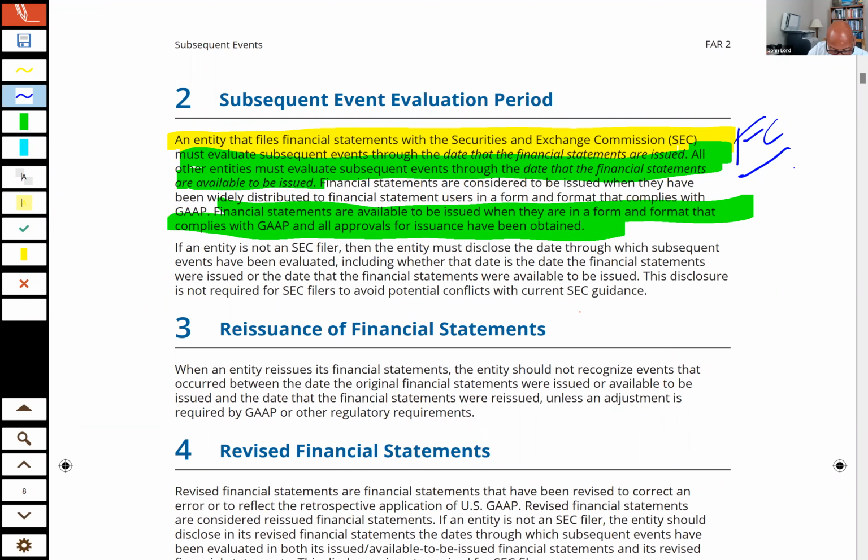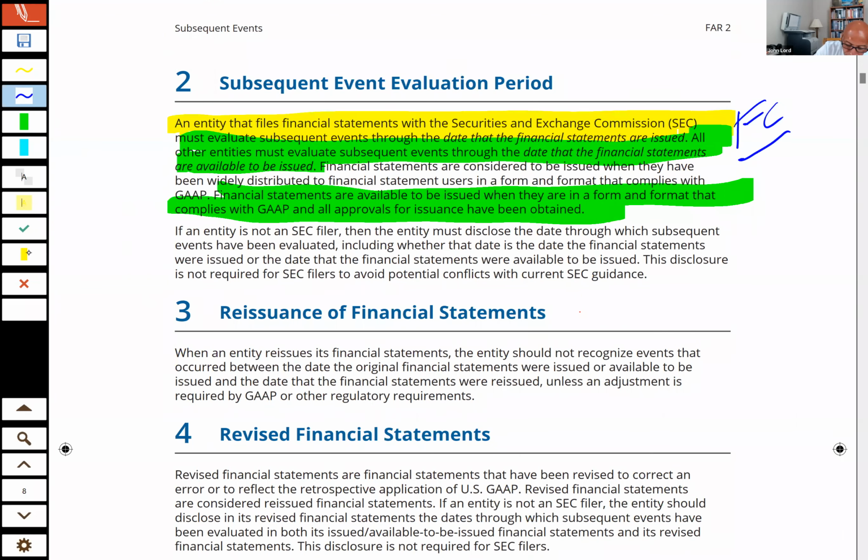Okay, good. If you reissue financial statements, the entity should not recognize events that occurred between the date of the original financial statements when they were issued or available to be issued and the date the financial statements were reissued. That gets very cumbersome if you had to reissue. Now you've got to say, well, gee, do I have to disclose subsequent events because now all this stuff maybe has happened since I originally issued them and now I'm reissuing them? They get you off the hook with that rule there, and you can flashcard that.